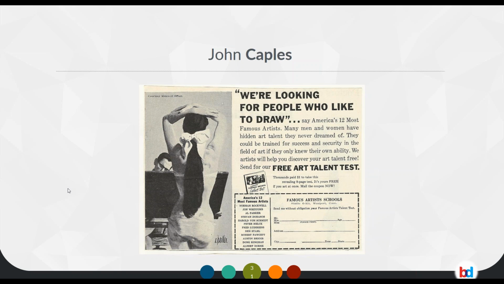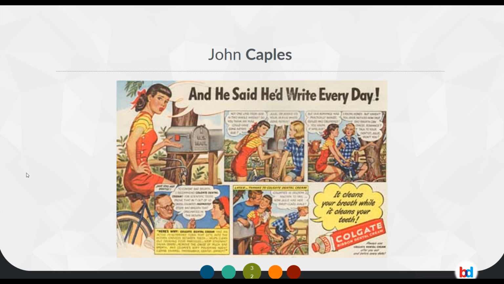I don't know how many people would want to buy art school that way, but this is about as close to a native digital ad in print as you would ever see. Another John Caples ad, and he said he'd write every day. It's for toothpaste. Now, granted, it's for Colgate. Now, granted, it's for a comic book. Okay, so it's drawn in that style, but it's a very strong headline.